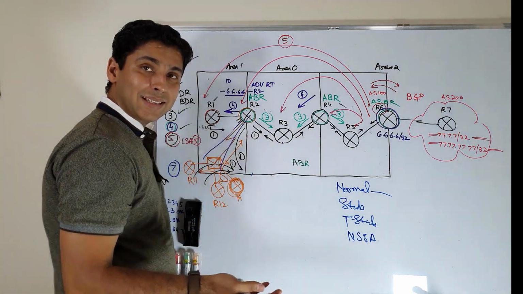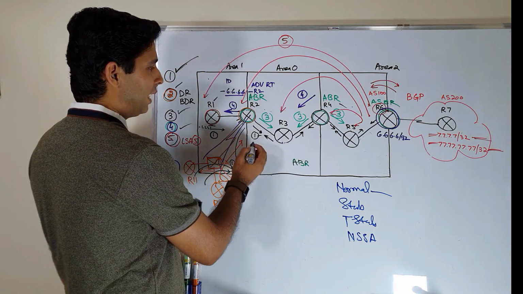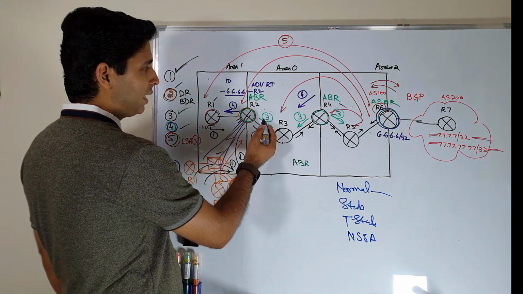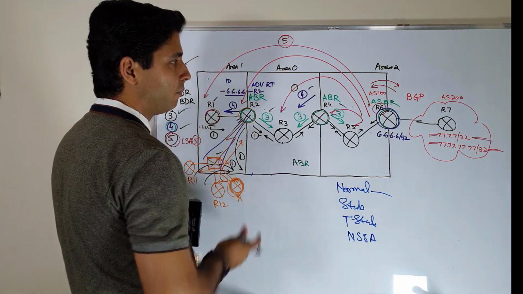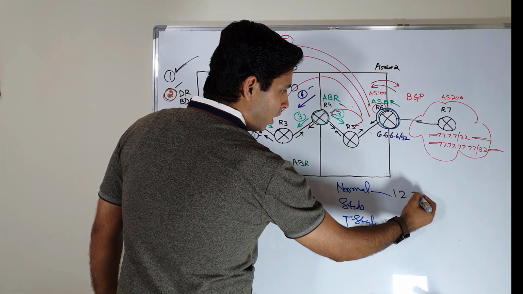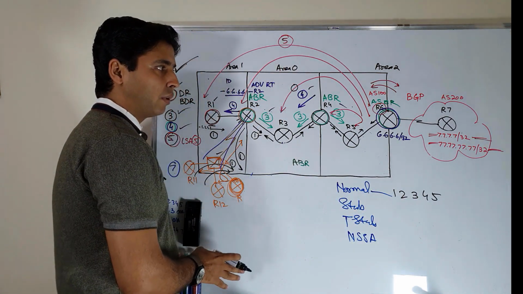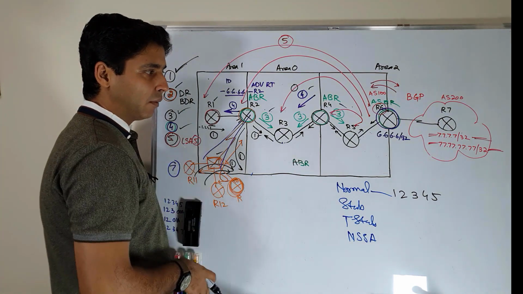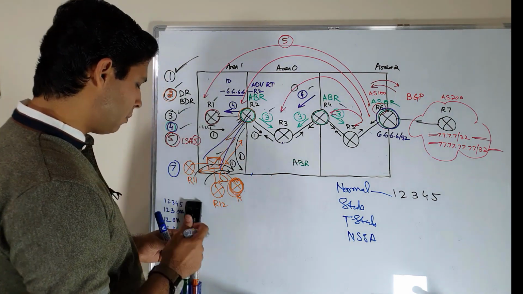So normal areas, these are all normal areas. Which types of LSAs do we see? We see LSA type 1, LSA type 2, LSA type 3, 4, and also LSA type 5 as well. So it means normal areas have LSA type 1, 2, 3, 4 and 5. Basically all types of LSA except LSA type 7, which we are going to discuss after this one. Then we have stub area.